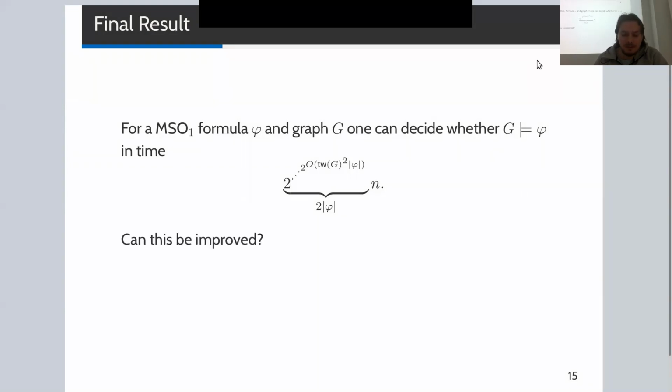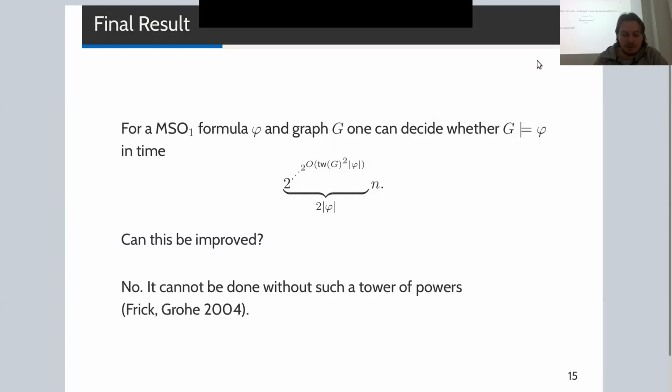And now you may be wondering whether this horrible tower can be improved. There's a negative result by Frick and Grohe, which states basically that you cannot get rid of this tower function if you want to solve MSO on tree width, or even if you want to solve it on trees, then you always need the height of such a tower. I don't know what the optimal height is, but the height somehow depends on the length of the formula or the quantifier depth.